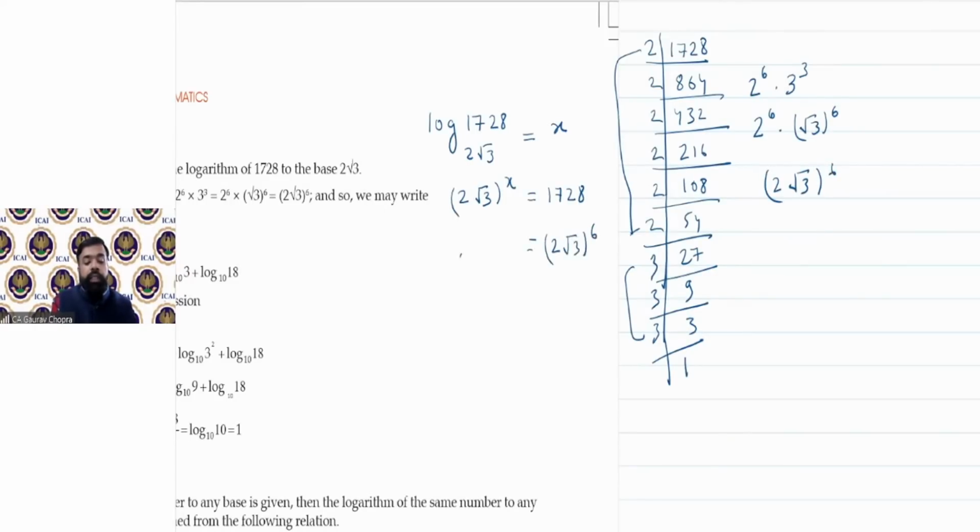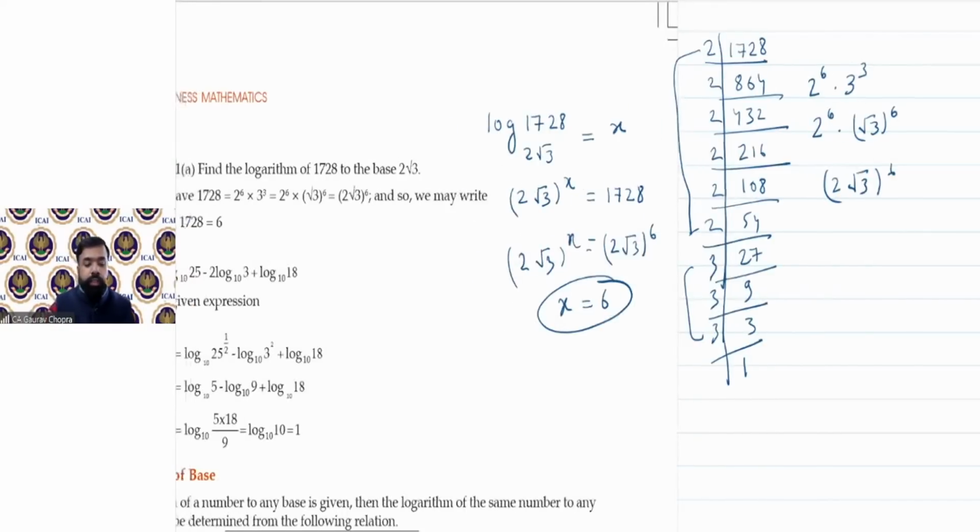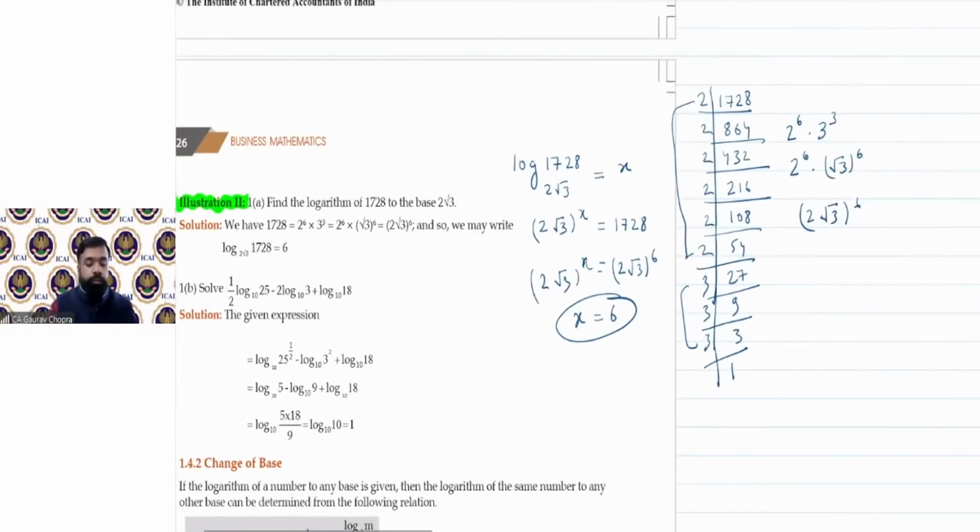So now we can say that when base is same, power will be equal. So base is same, so powers are equal. So value of x is equal to 6. So this is the result. So 6 is the correct answer.